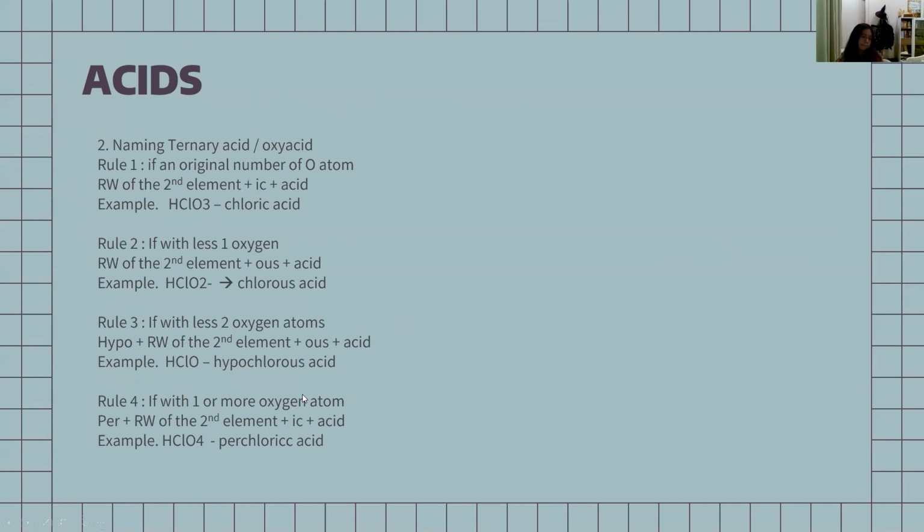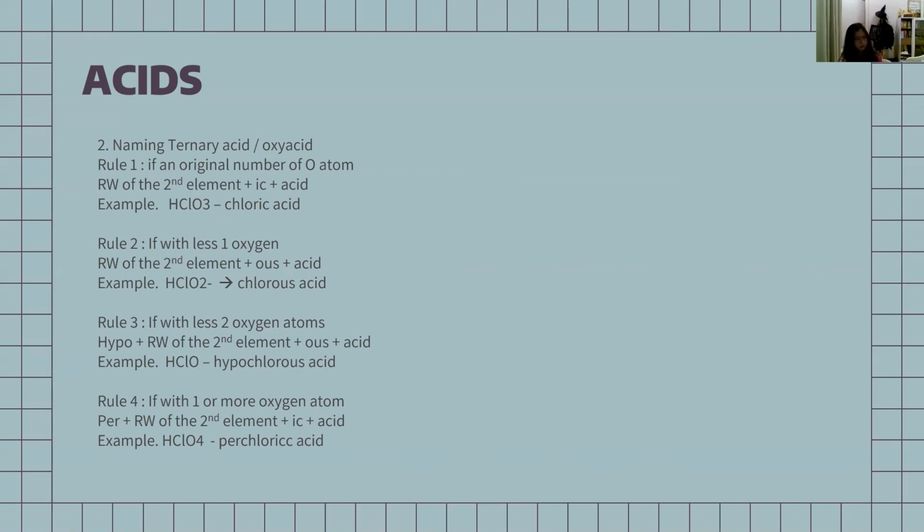And then naming ternary acid or oxyacid. Rule 1, if an original number of O atoms, it is root word of the second element plus IC plus acid. For example, HClO3 is chloric acid. And then rule 2, if it has one less oxygen, the rule is root word of the second element plus OUS plus acid. So HClO2 is chlorous acid.